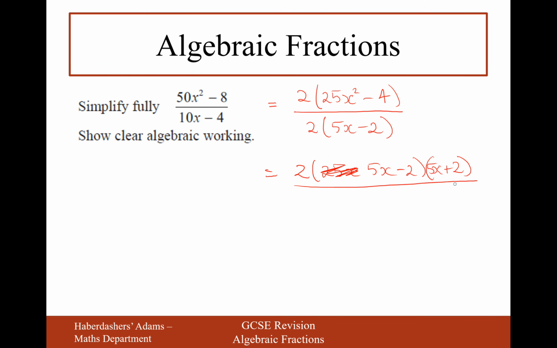And on the denominator, we can't factorize anymore, so it's just 5x minus 2. Now in this one here, we can cancel out the 2's at the front and the 5x minus 2's inside the bracket. Now what does that mean we've got left on the bottom? Well, it's just a factor of 1 effectively, so it's 5x plus 2 over 1, but we don't generally write final answers as a fraction over 1, it's just 5x plus 2.